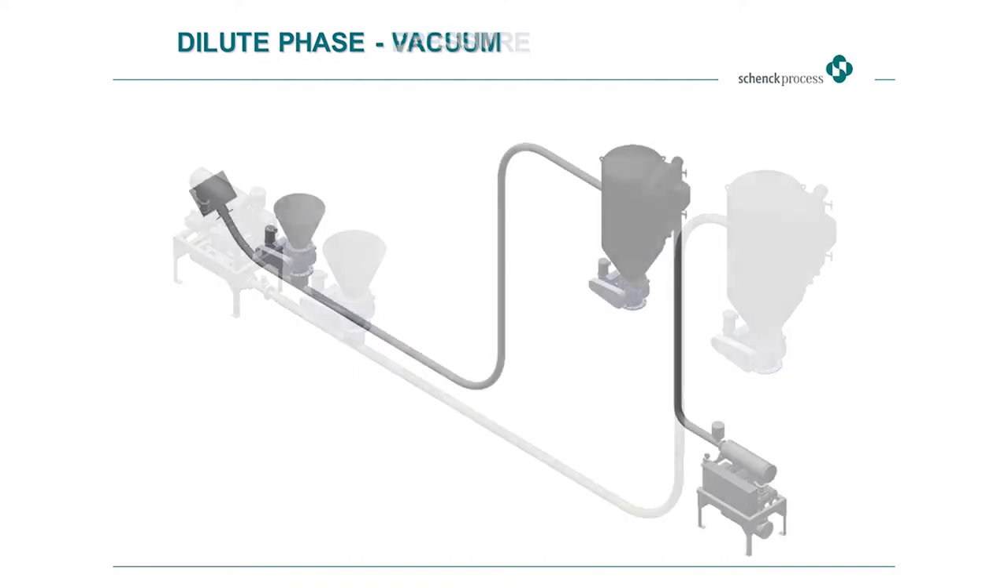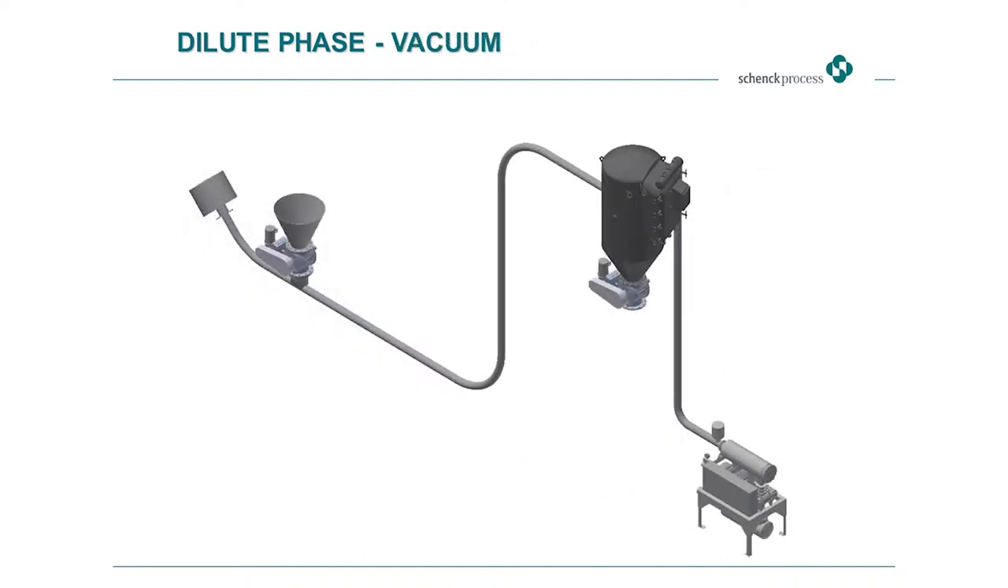Dilute phase can also be accomplished by using vacuum, where the material is pulled to the destination and the rotary valve is placed on the receiver to discharge the product against the elevated vacuum present. Most any material can be conveyed in this manner. As in the case of extremely abrasive or fragile materials, sometimes dilute phase is not recommended.